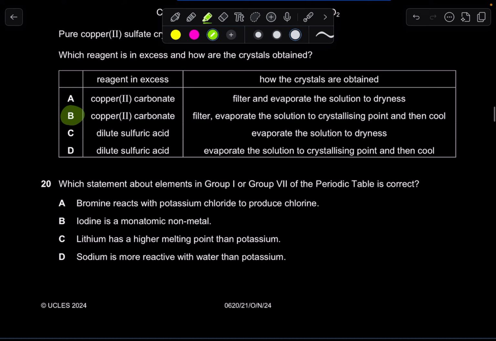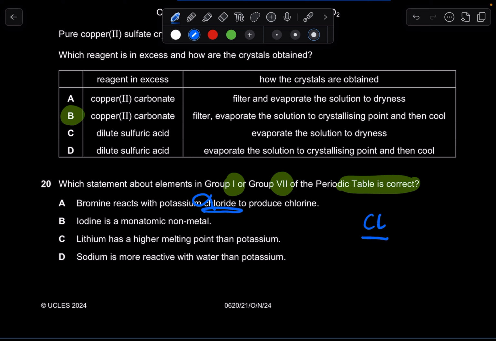Which statements about elements in group 1 and group 7 of the periodic table are correct? Okay, group 1 and group 7. Bromine reacts with potassium chloride. No. How can bromine react with potassium chloride? Chlorine is more reactive than bromine, so it cannot react. Lithium has a higher melting point than potassium. As you go down, the melting point decreases. So that's correct, because look, lithium, sodium and potassium. As you go down, the melting points decrease. So lithium obviously is going to have a higher melting point, because as you are gradually going down, your melting point is also going down.